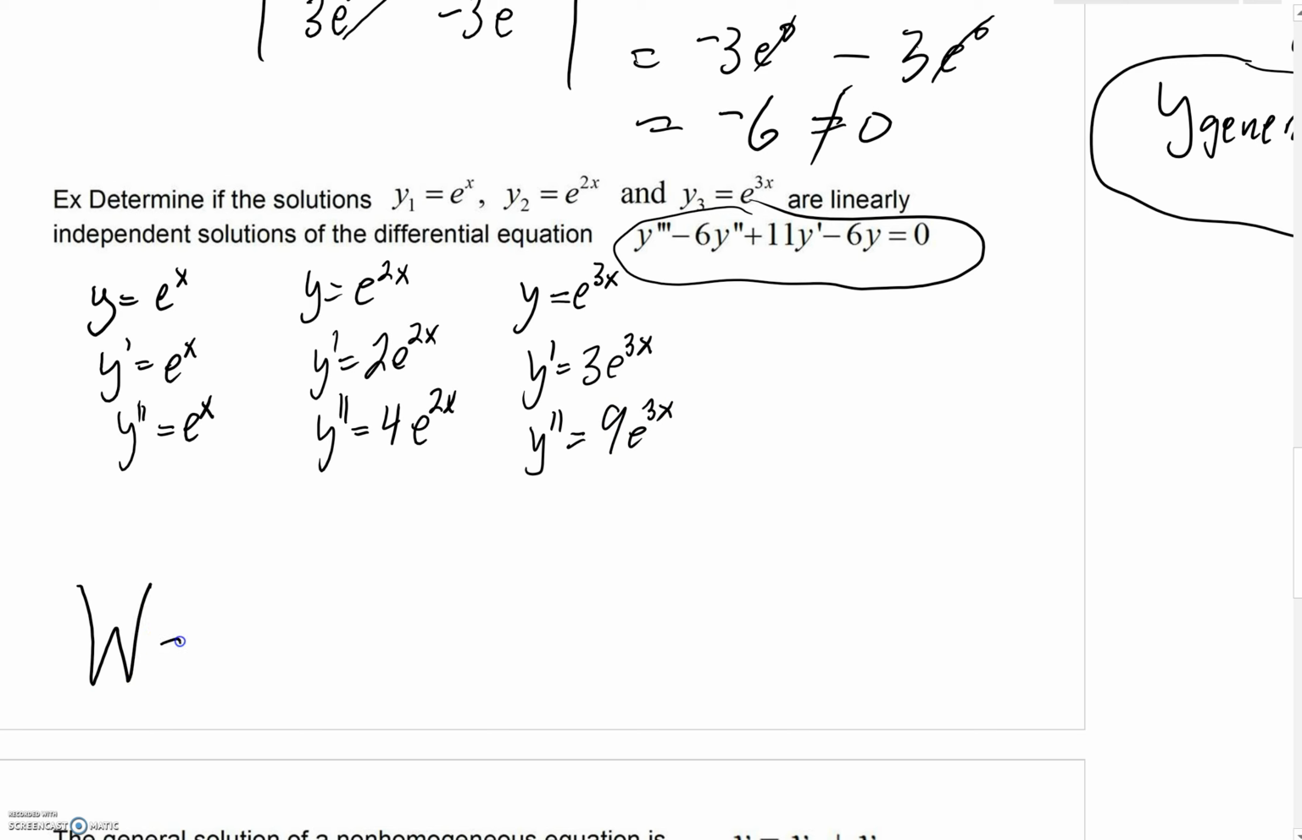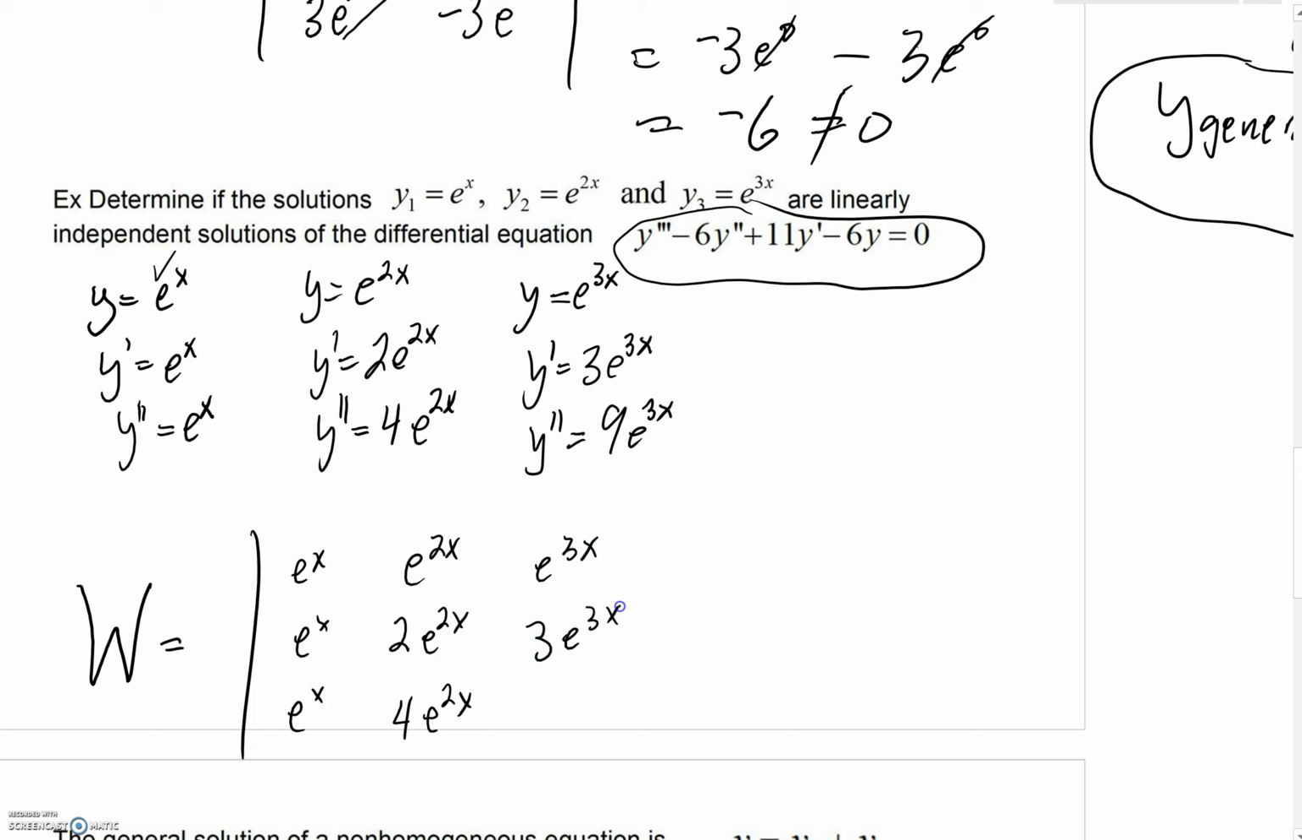And let's check our Wronskian. So here's our first solution. Its derivative, its next derivative. Here's our e to the 2x. Here's the derivative of e to the 2x and the second derivative of that. Here's our e to the 3x. Take its derivative. Take one more derivative. And the big question, of course, is what is this Wronskian?